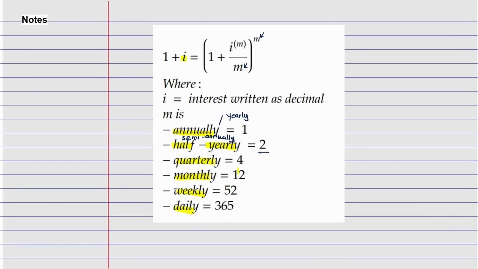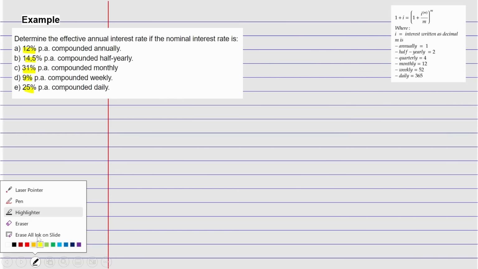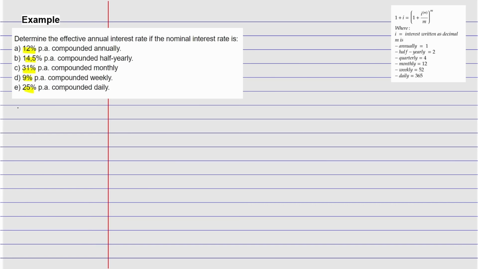So let's do the following, right? For the first one, for A, it says: determine the effective annual interest rate if the nominal rate is the following. So we see that here it's 12%. So we see that I to the power m is basically equal to 12%, right? Then we see that m here, it says compounded annually.